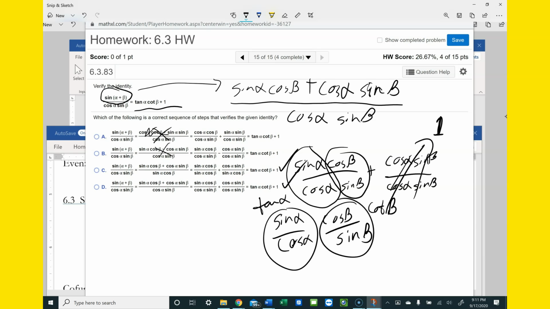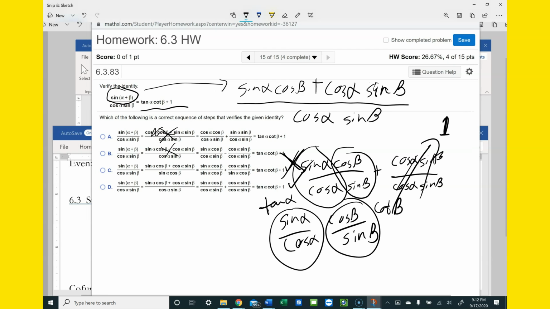I think D is correct actually, and C is wrong because of one little thing. Look, this denominator, when it was rewritten, was not written correctly. It's supposed to be cosine alpha sine beta, and they wrote it as sine alpha cosine beta. That part's wrong. Choice D is the right one.